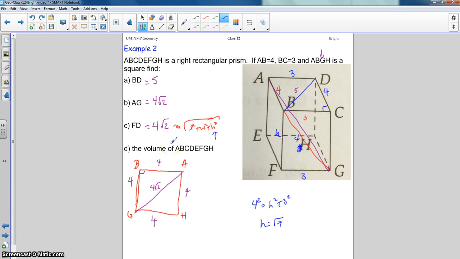Okay. And then the last part says determine the volume. Well, volume is length times width times height in a prism. Length times width is the area of the base, and then the height is however high the prism is. So we determined that the area of the base would be 3 times 4, and then the height would be square root 7. So this is 12 square root 7. And then remember, if there's given units here, this would be units cubed.